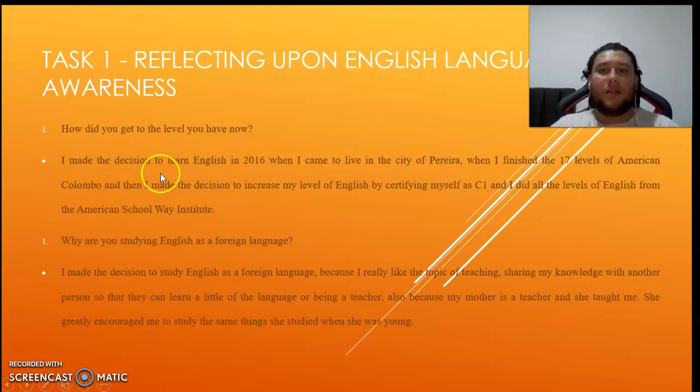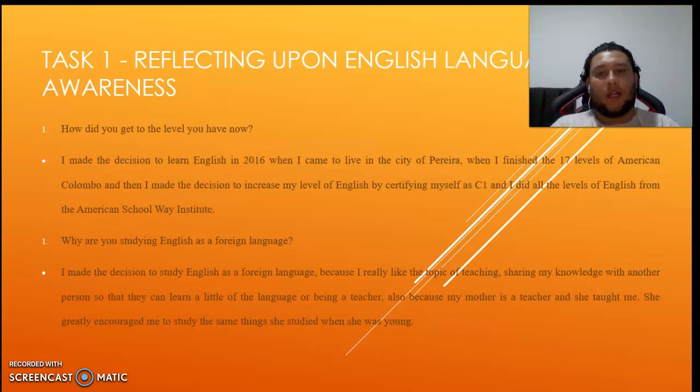How did you get the level you have now? So in this case, I made the decision to learn English in 2016 when I came to live here in Pereira, and we finished the 17 levels of Colombo Americano. And also I made the decision to increase my English level, because when I studied in Colombo Americano, I got a certification for B2 level, and I decided to get a certification for C1. So for that reason, I decided to take all the courses at the American Schoolway Institute since the beginning. I decided to start in fundamentals.